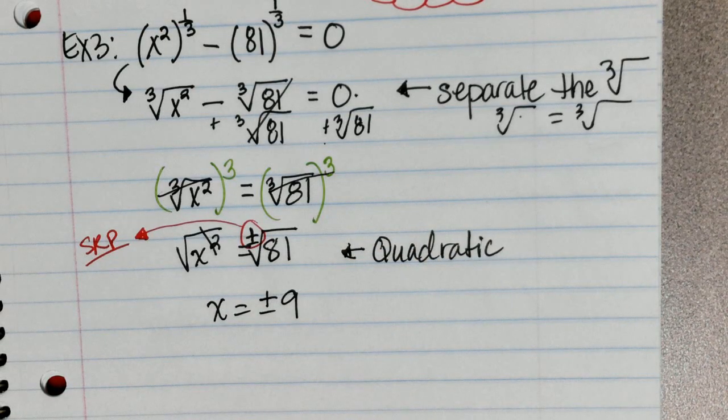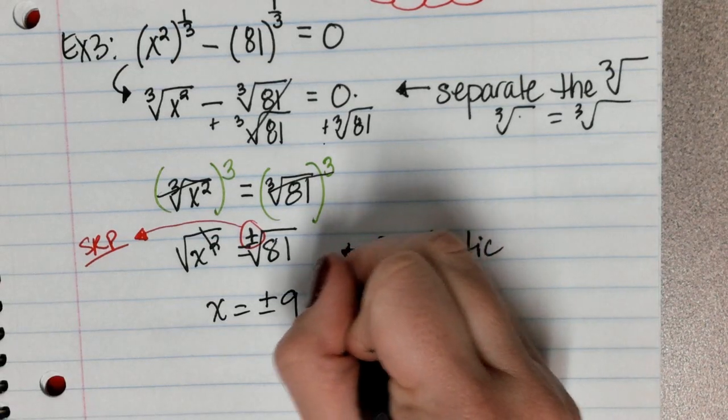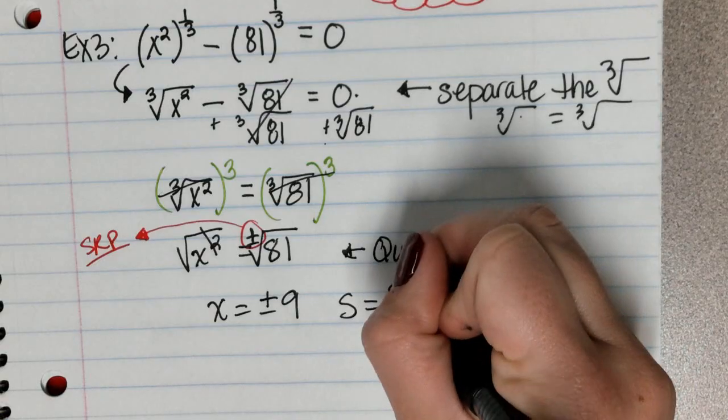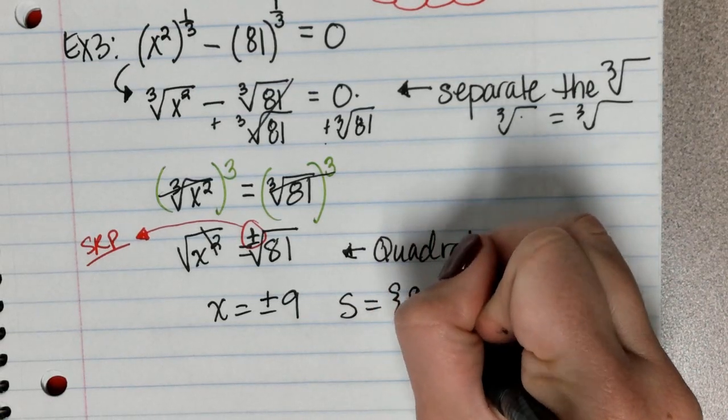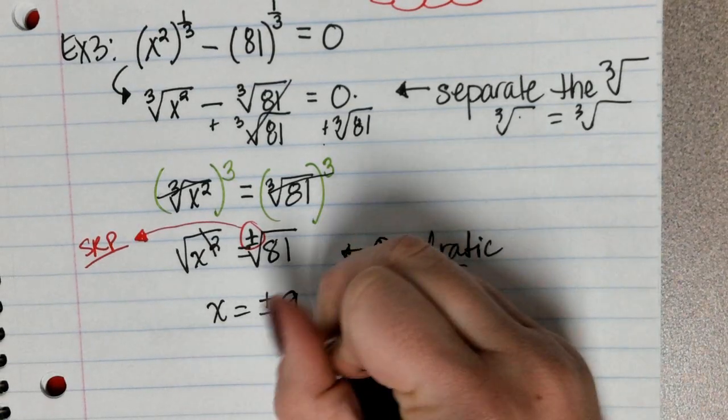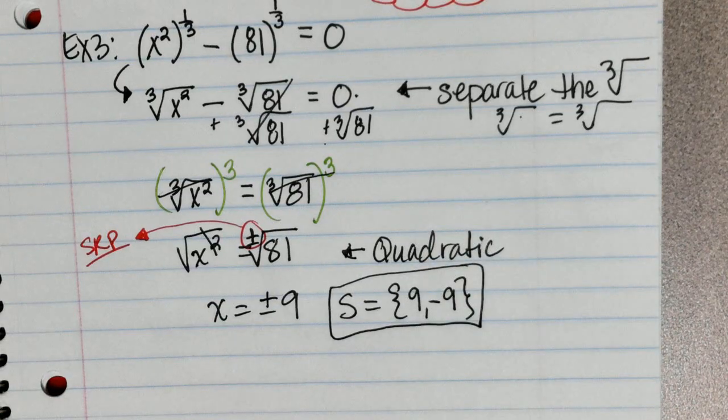And we don't have to worry about one of those not working. There's no extraneous solutions. I suppose I could have done plus or minus 9 in my solution set, but I just wanted to make sure we remembered that those were separate. Okay?